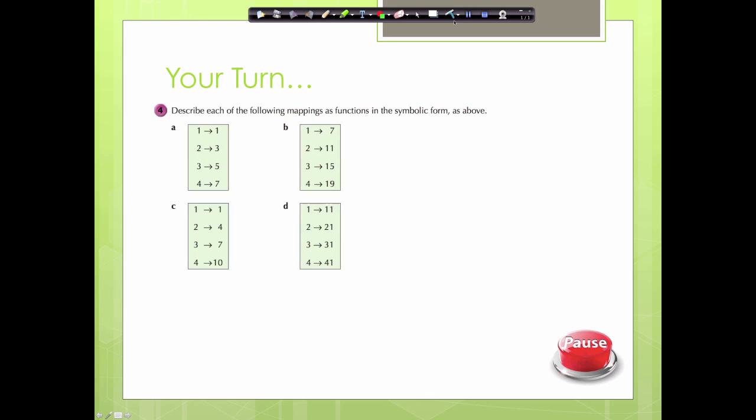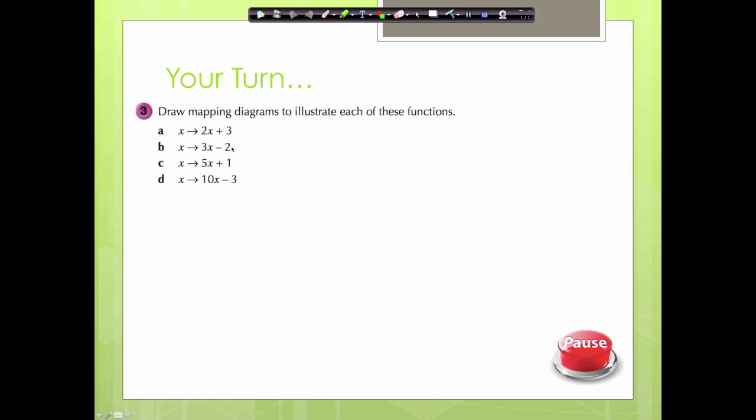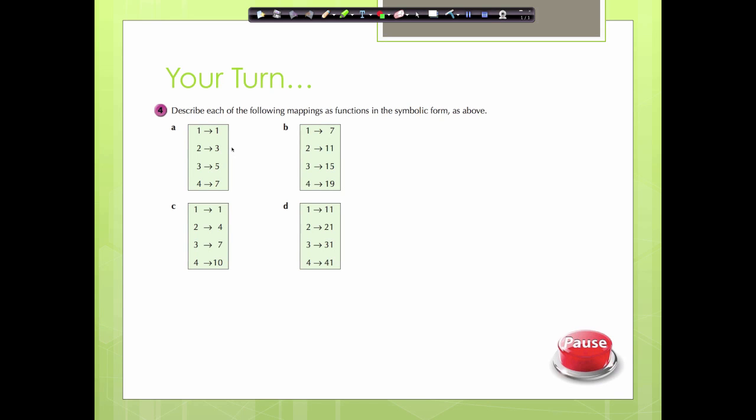Okay, for these questions, you're going to describe each of the following mappings as functions in the symbolic form as above. So just a reminder, it needs to look something like this. So x is mapped onto, and then we need some kind of formula or expression. So you're going to go from 1 to 1, 2 to 3, 3 to 5, 4 to 7. Okay, so press pause, and I will go through the answers in just a moment.